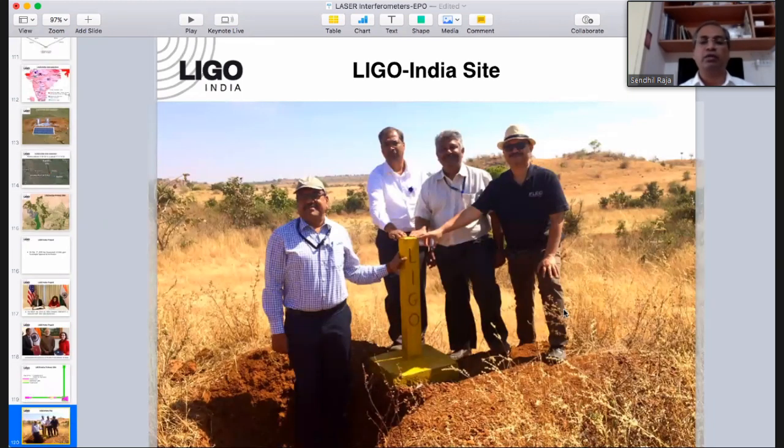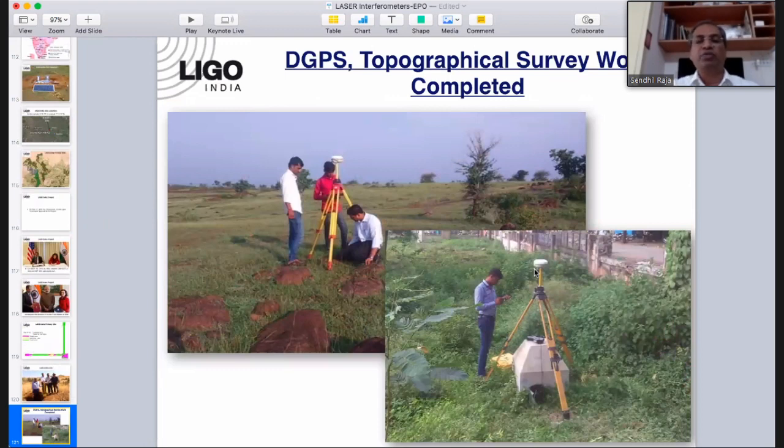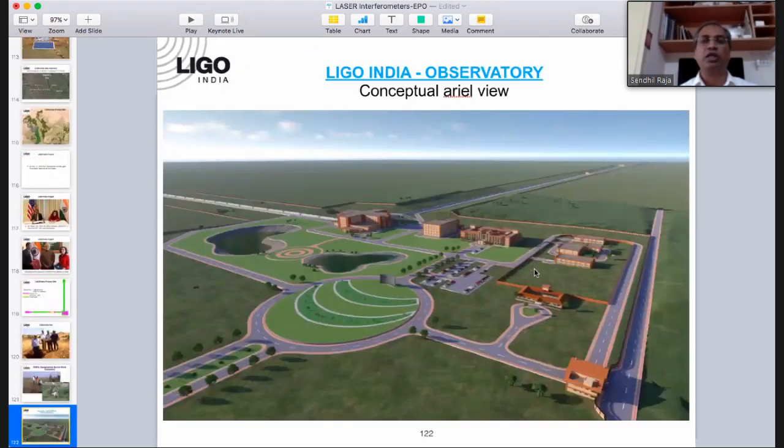And this is the stone marking the location of the apex of the interferometer where the two arms meet. And you can see the 4 coordinators for the 4 lead institutes. The site that has been acquired has now been characterized with differential GPS for accuracy of the arms, the topographical survey, and the seismic survey is currently ongoing, to provide detailed characterization, the baseline survey of the seismic noise of the site before the site construction starts.